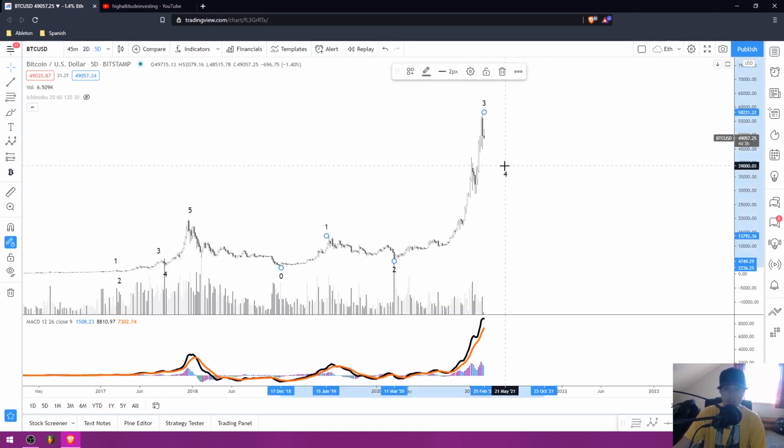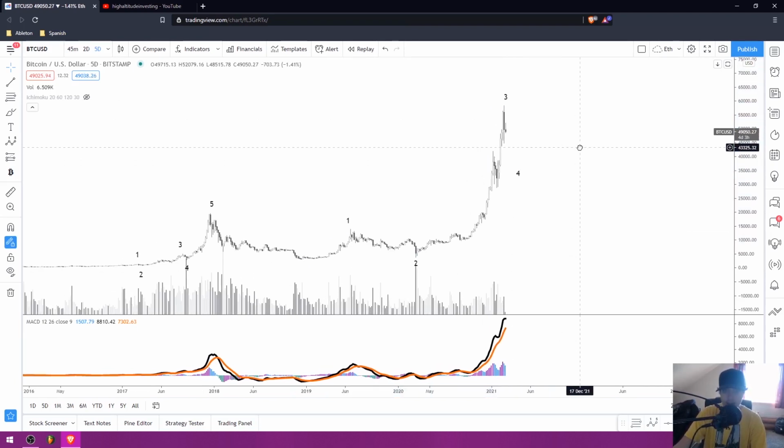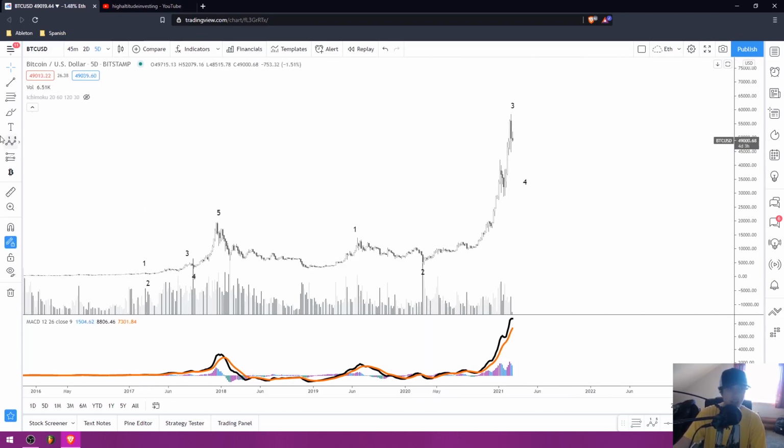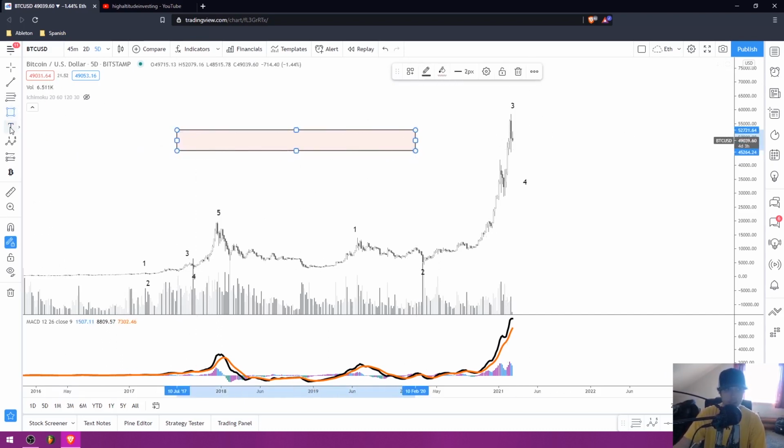But I personally think that we will see an ABC correction and a 4 wave before we actually reach that level. So that's my current count on Bitcoin. That's how I personally draw support and resistance. So you guys, to sum it up, keep it simple. The fewer support and resistance lines, the better. Use these rectangle boxes for zones so that you can give the market space to FOMO, to reject, to have false breakouts or false breakdowns.